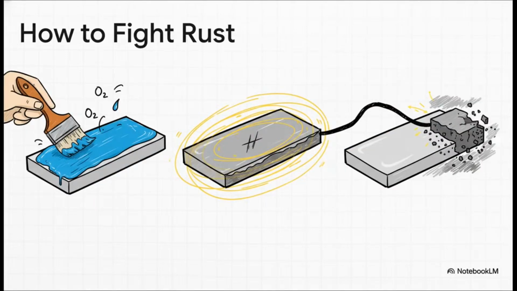How do we stop this self-destructing battery? Well, you have to break the circuit of that tiny electrochemical cell. The simplest way is just to put up a barrier, right? Slap on some paint to keep the water and oxygen from ever reaching the metal.